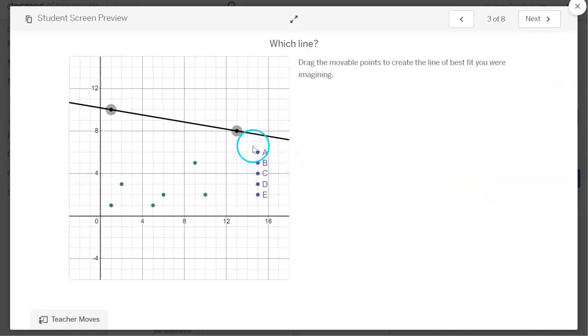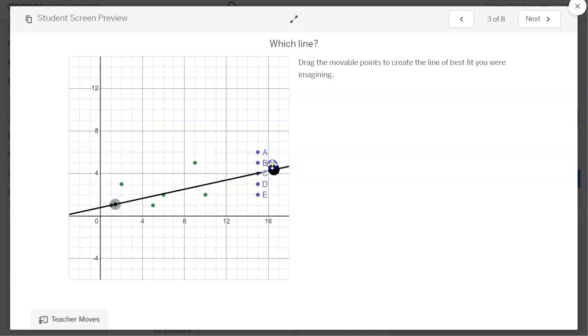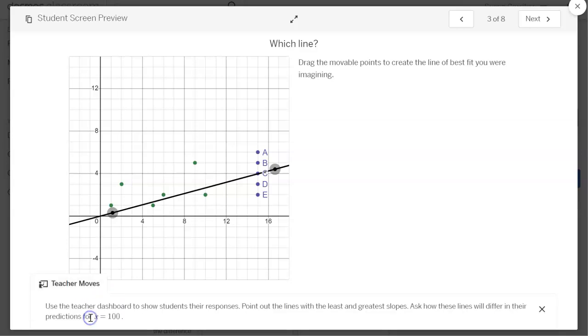And then on this one, they will actually physically move their line down by sliding it into place wherever they think it goes. So they may think it goes here. They may think it's a little flatter. So it's totally up to them at this point. There are no wrong answers. They just have to make sure every kid does that. And then be sure to read your teacher moves because they do give some pointers down here.